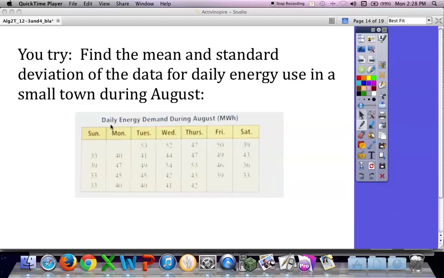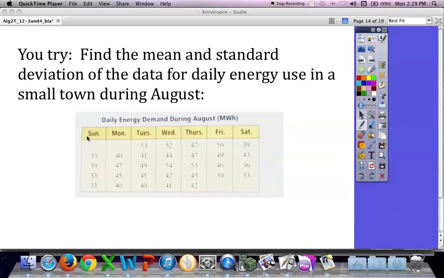Right. This is data, because mostly what you do, and if you're going to think about taking a statistics class, almost everything is real world. There's not much of just, here's some numbers for the sake of numbers. But this is finding the mean and standard deviation for data for the daily energy use in a small town during August. So it's starting on August 1st and going to August 31st, so you've got 31 data values, right? And you don't want to do this by hand. You definitely want to put it in the calculator and let the calculator calculate it.